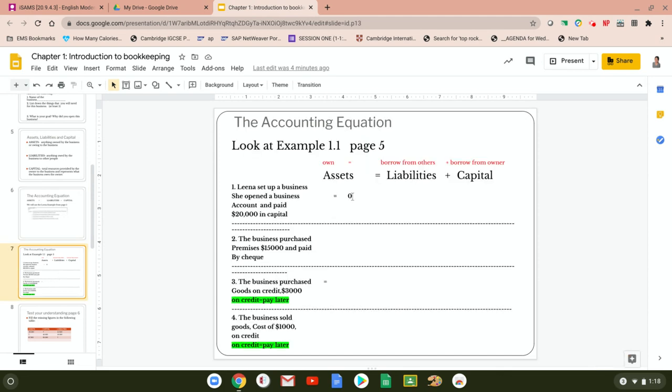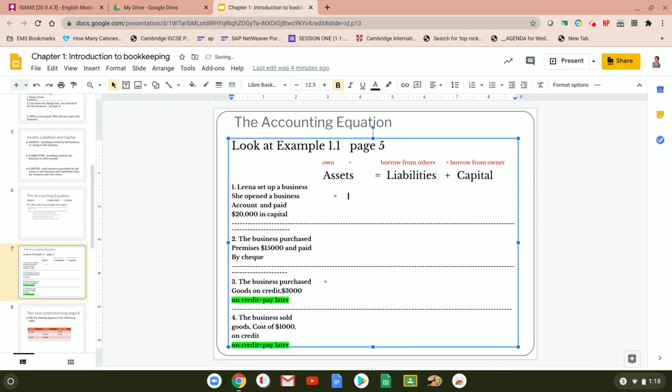Okay, so in here, if we recall, the definition of accounting equation is that your assets is equal to your liabilities plus capital. And then if we try to recall what we talked about in the first part of the video, assets is what the business owns, and whatever the business owns comes only from two sources. It's either you borrow money from others, or you borrow money from the owner. All right. So why is this like this?